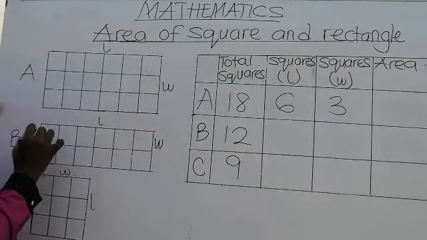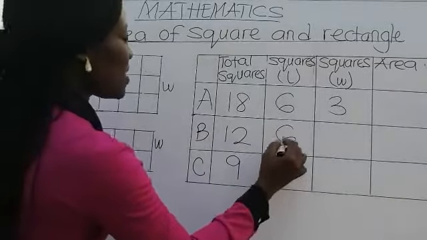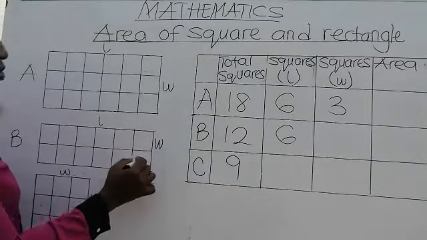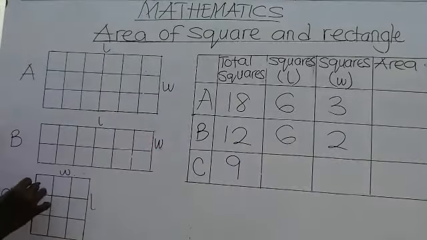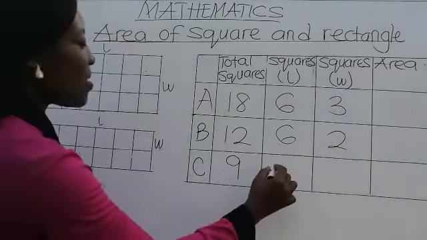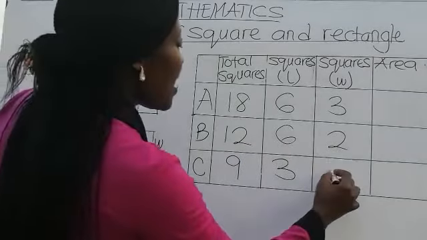Shape B 1, 2, 3, 4, 5, 6. Write your 6 here. What about the width? 1, 2. Good. Shape C. Length 1, 2, 3. We have our 3 here. Then 1, 2, 3 for the width.